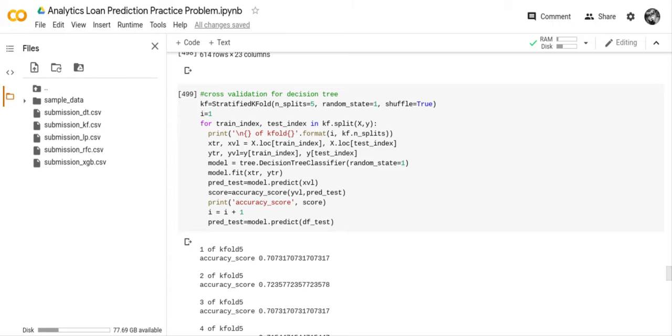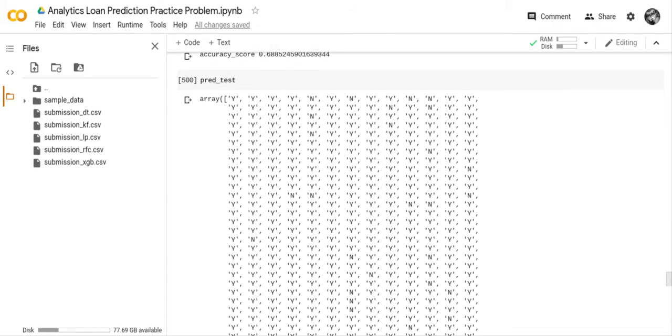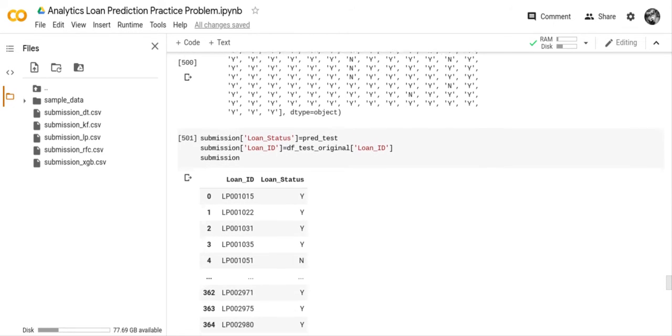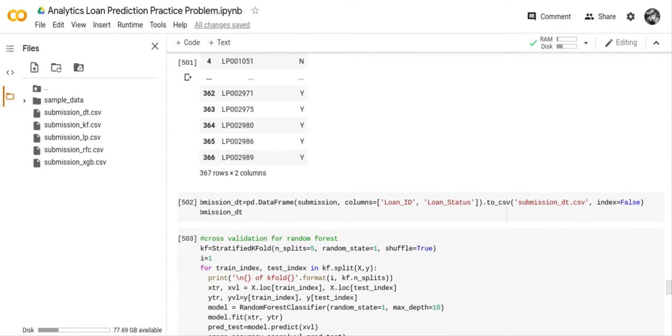Now we're going to do the decision tree, and here's the cross-validation for the decision tree. Decision tree is also a model that uses ones and zeros, binary logic. I wanted to see what was in pred_test, and we've got lots of yeses and nos. I created a submission file, and here's the submission file that I created. We created submission_DT, which stands for decision tree.